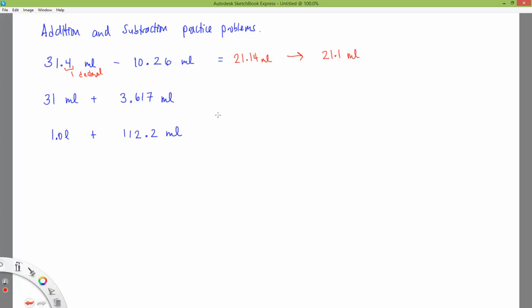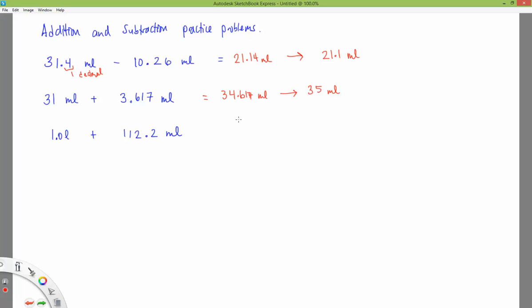Okay, 31 plus 3.617. If I punch that in, I would get 34.617 milliliters. And so I have no decimal places, so I have to go to what? 35 milliliters. I'm sorry? You rounded it up. Should I round it down? I don't know. Why not just make it... No.